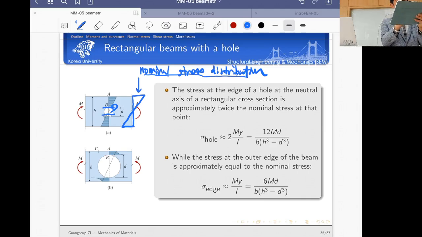So for example, let's consider a larger hole. If you consider a larger hole, then in beam theory, we consider only these two material segments, okay? Then we calculate the second moment of inertia, and so on. We calculate the stress field, the linear stress field. So in beam theory, if you calculate the stress field, we have this linear stress field, okay?